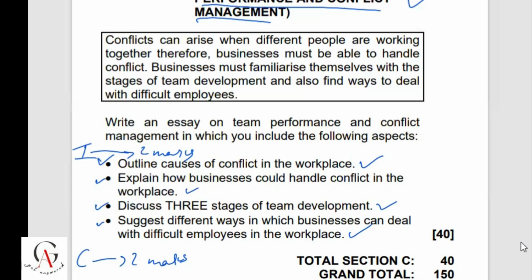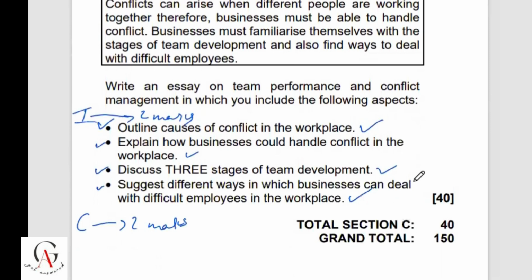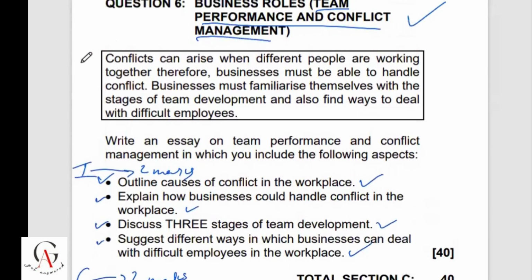So concluding this essay, we are actually going to share that it is important that businesses understand the stages of team development so that they are able to manage conflict effectively. And also businesses should deal with difficult employees swiftly and find better ways to manage difficult employees.